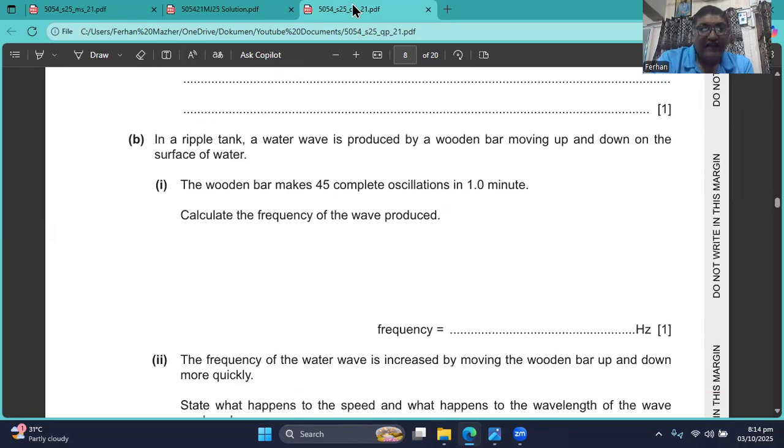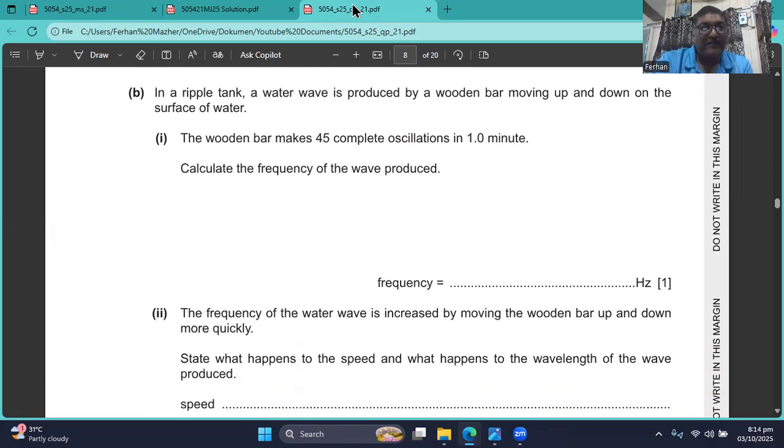Then we have question number 5, B part. It says, in a ripple tank, a water wave is produced by a wooden bar moving up and down on the surface of the water. The wooden bar makes 45 complete oscillations in 1 minute. Calculate the frequency of the waves produced. The frequency is the number of waves per unit time. I know the number of waves, I know the time. Just divide the number of waves by the time, and you will get the frequency.